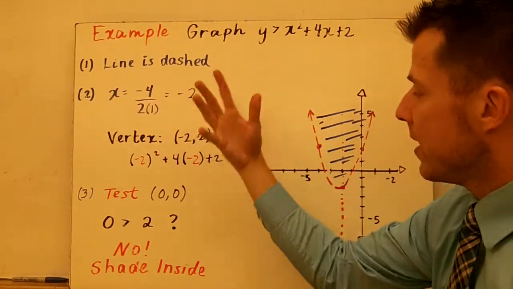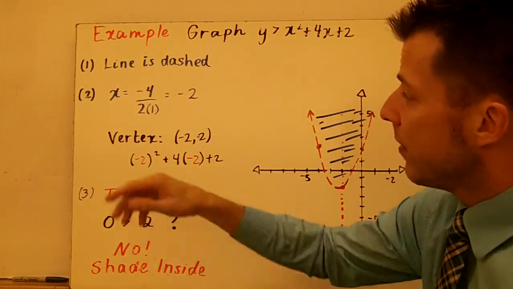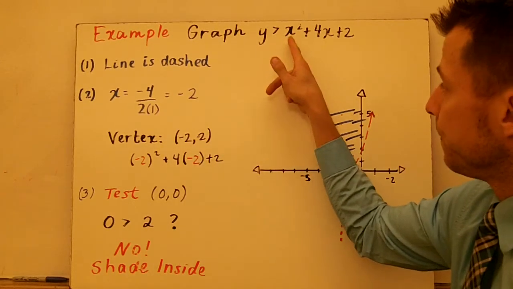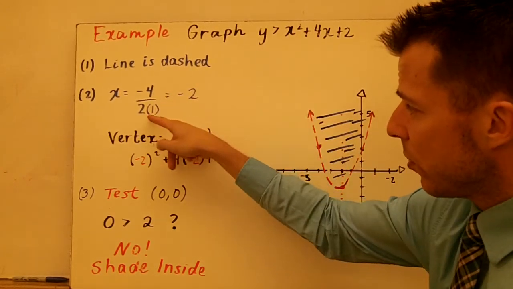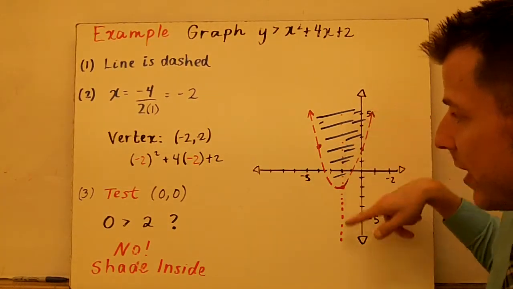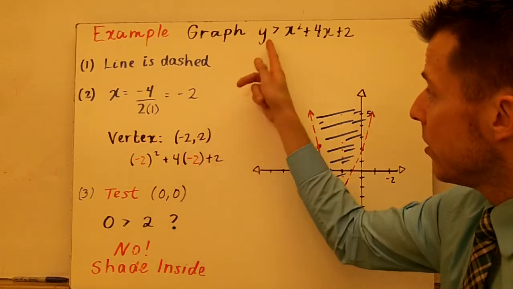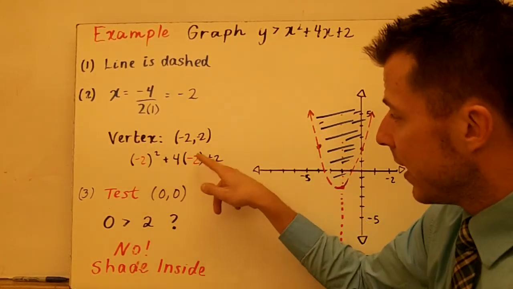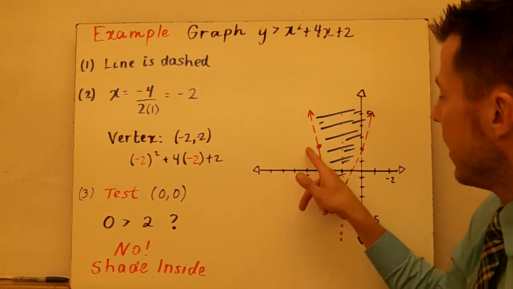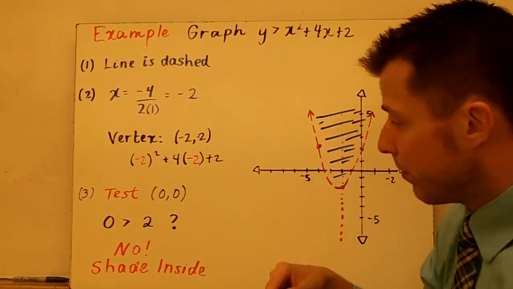Number 1, I put that the line is dashed. That's the first thing I notice. Then I'm going to find the axis of symmetry by plugging in my b value, which is 4, so you have negative 4 over 2, and that equals negative 2. So I have that dashed line if I want to draw that in at negative 2. For the vertex, I plug negative 2 back into the original function, and I get negative 2. So the vertex is (negative 2, negative 2), and I go ahead and create my parabola. I pick a couple other points.